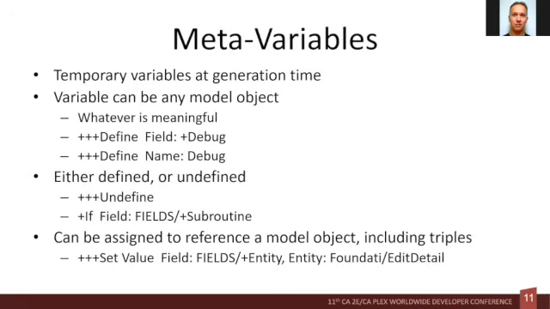So meta variables are just temporary variables used at generation time. So you can use any model object as a variable. So I've got an example here. I have a field called debug. It doesn't really need that plus on it. It's just I normally put a plus on a field if I'm going to be using it only for meta operations. And I have the name object debug as well. I can use either of these in my code. It works the same way. So you can just pick any object that is meaningful.